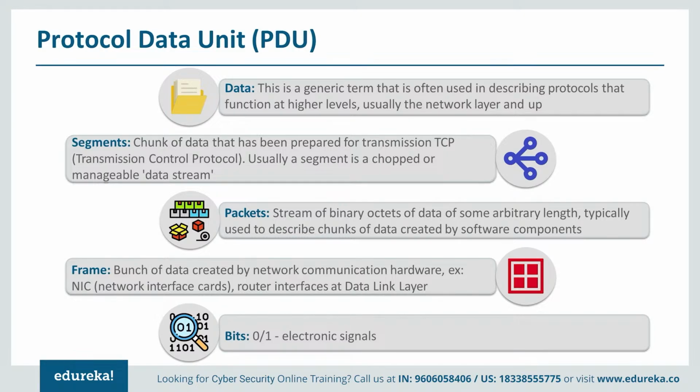A segment is a chunk of data from the session layer. The data received from the session layer will be in chunks. It will be broken down into data streams, and usually a segment is a manageable data stream. And data is the generic, normal term we often use to describe protocols or information, usually from the network layer and up. Any information above the network layer is called data.